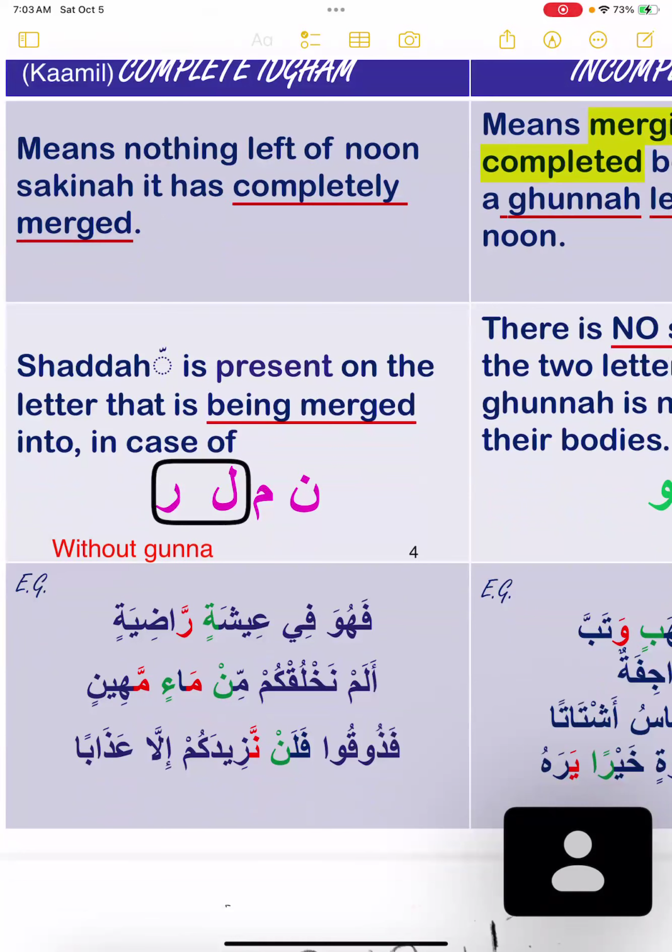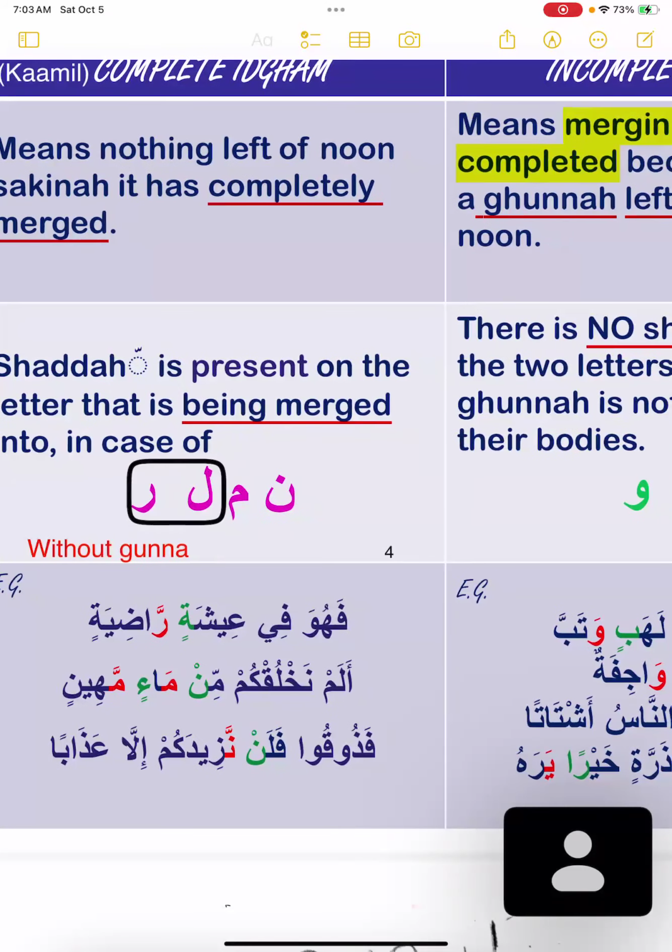The only difference is in noon and meem, there is the sound of ghunna. The sifa has not merged completely. There is the sound of ghunna because noon is merging into noon and noon is merging into meem. So the sound of noon and meem will still be there. You can still hear it because the following letter is a noon and meem.